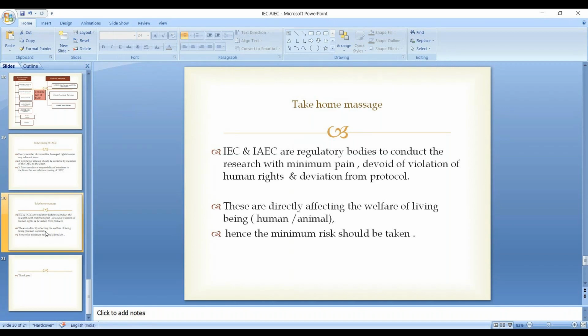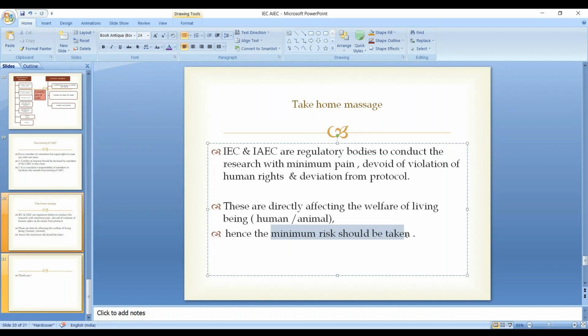So this has to be taken care of by the IEC, and the secretary has to take care of this very cautiously and be very vigilant. Whatever research studies are done, they directly affect the welfare of living beings, whether human or animals. So why are the IEC or animal ethics committee so stringent? Because they want minimum risk to be taken and minimum pain to be given to the human or to the animals.